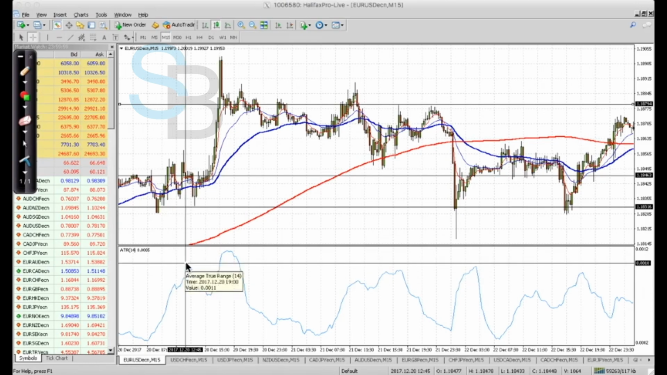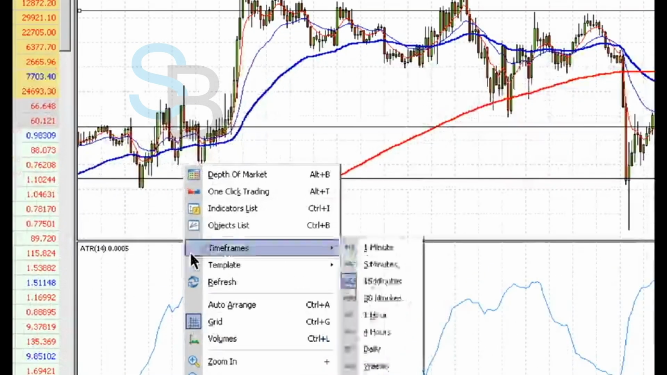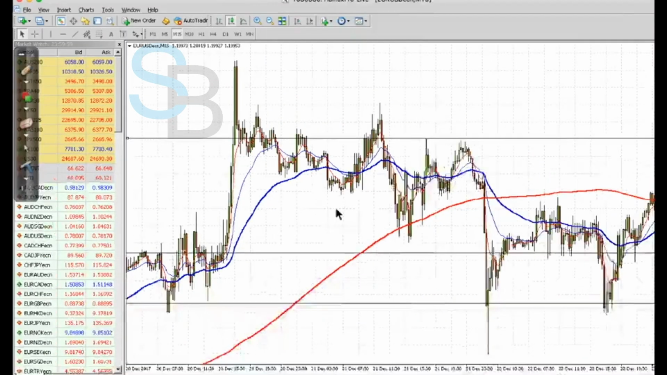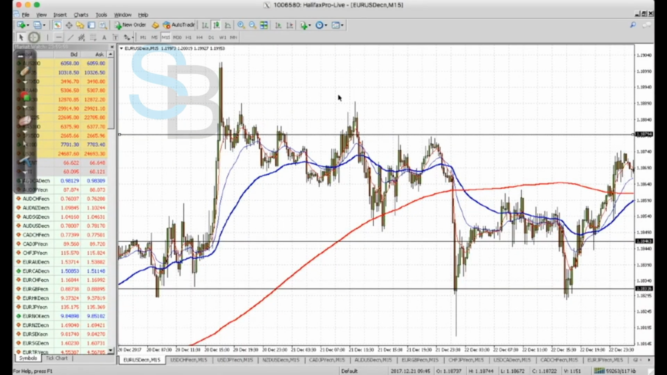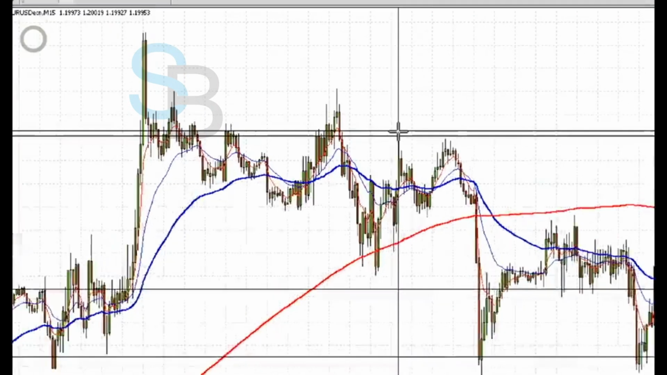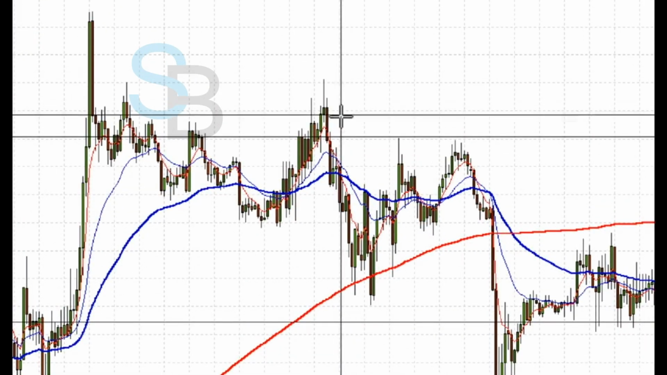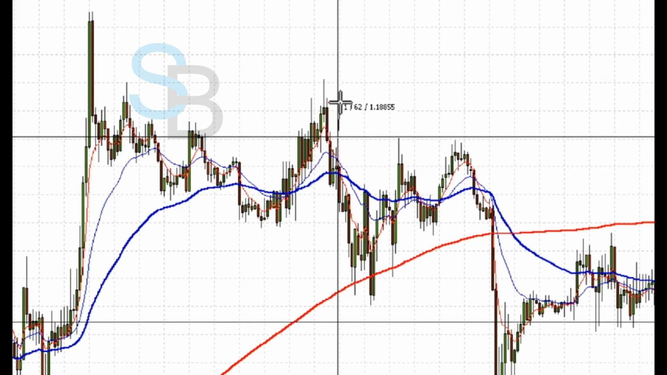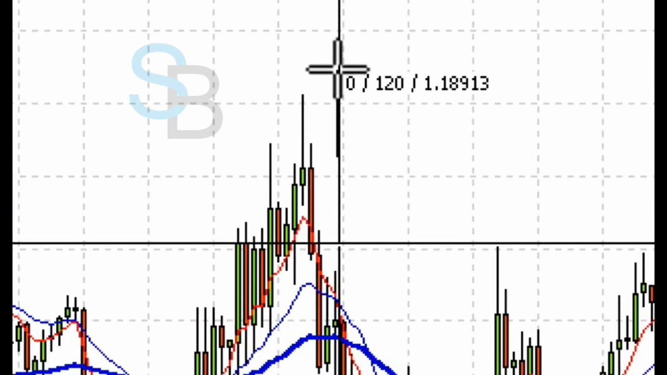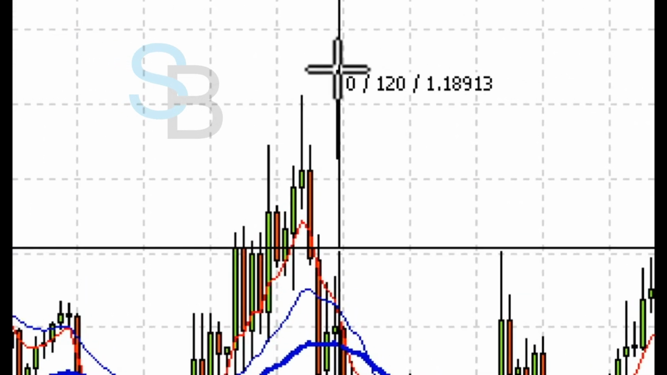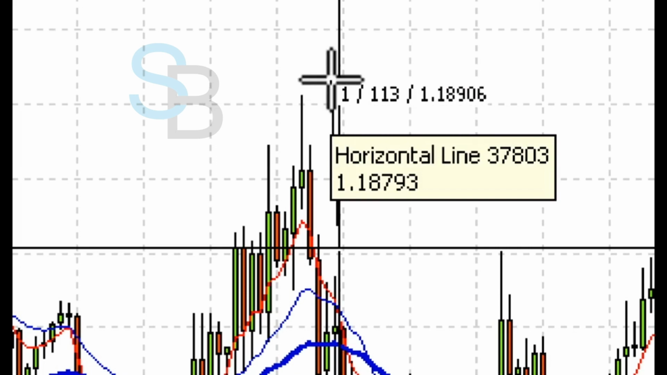So let me just delete that. If you take a look, from here to here, if I click and I drag, there you go. Can you see 12 pips? By the way, you see 120, right? That's 12 pips. This is 10 pips. So ignore the last digit. When you see 118, it means 11 pips.